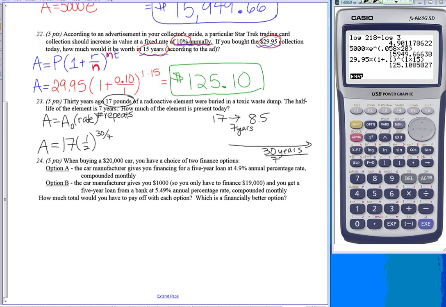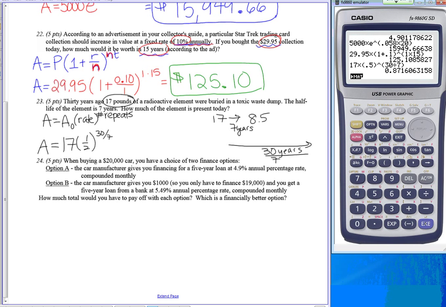So let's go ahead and put this into our calculator. Again, make sure if you've got the 30 divided by 7 in your exponent that you have them both in parentheses or both up there in your calculator. And the answer that I get from that is 0.8716. My units for this were pounds, because that's what I started with.